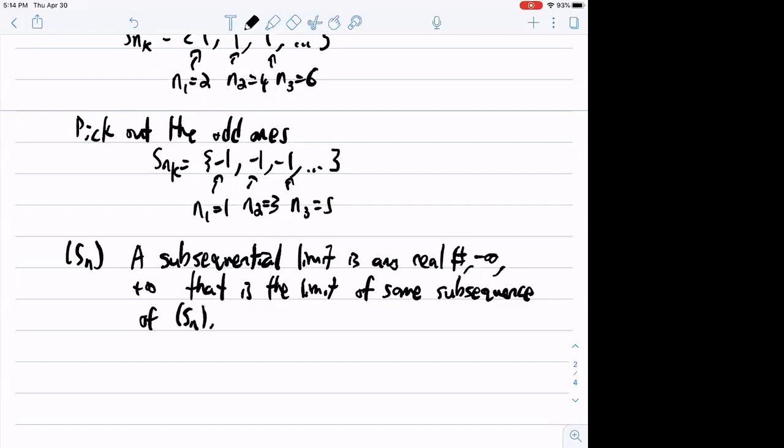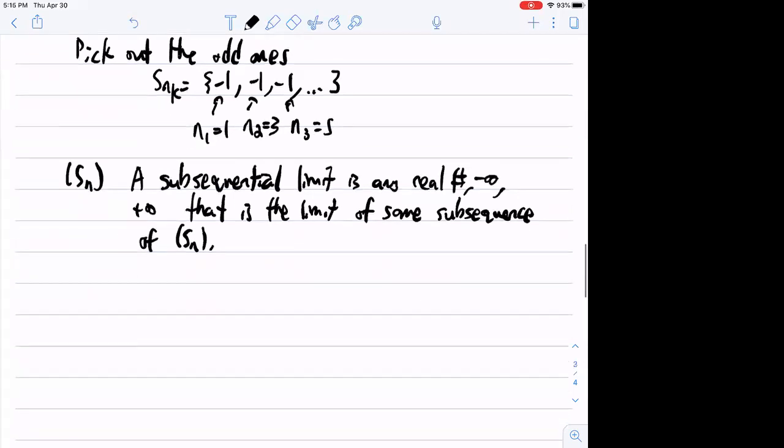You should make sure you memorize this, because normally when we say the limit exists, it converges to a number, right? So when we say the limit goes to infinity, that means the limit doesn't exist. But here we allow negative infinity and infinity to be a limit of a subsequence. So okay, we let S be the set of all subsequential limits.